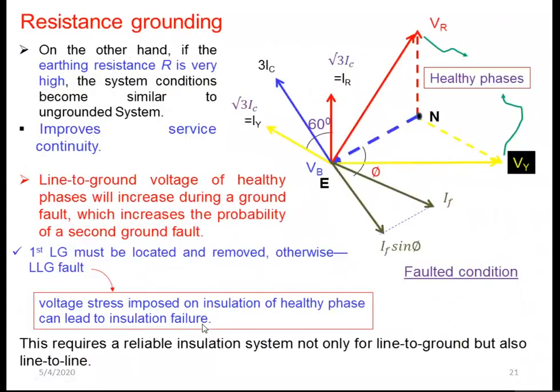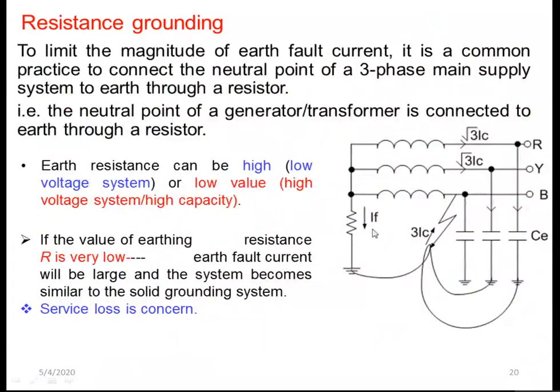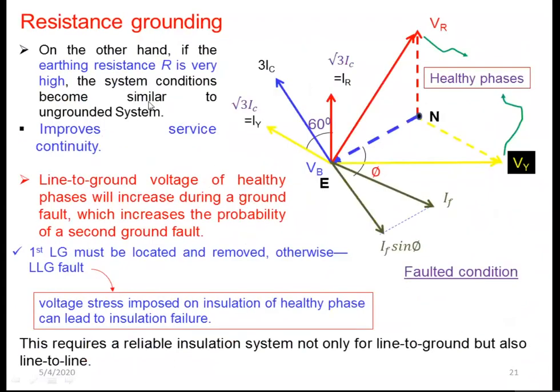Now, in the next slide, it could be possible that we have a high value of earthing resistance. In this case, the conditions will become very similar to an ungrounded system. That means if you have a very high resistance, that is, high impedance between the neutral point and the earth point, this is more or less like an ungrounded system.